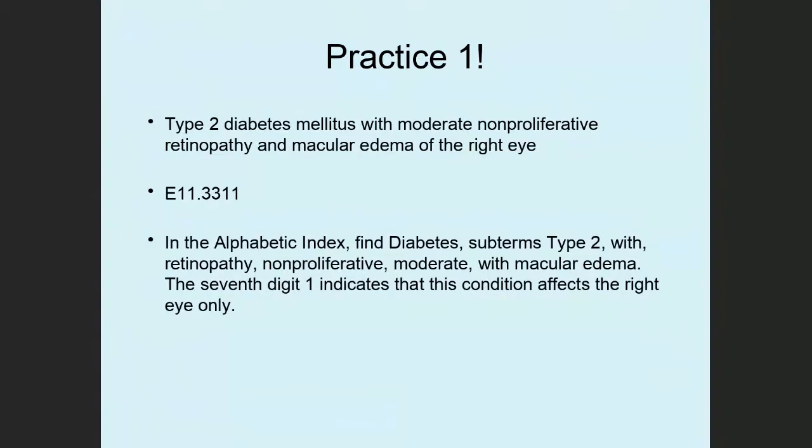So the answer is E11.3311. So in the alphabetic index, you find diabetes and then type 2 with retinopathy, non-proliferative, moderate with macular edema. The 7th digit 1 indicates that this condition is in the right eye only. Look at how much information is in this one code. That it's diabetes, that it's type 2, that includes retinopathy, that the retinopathy is non-proliferative, that it's moderate and it has macular edema. So a lot of information in this one code.